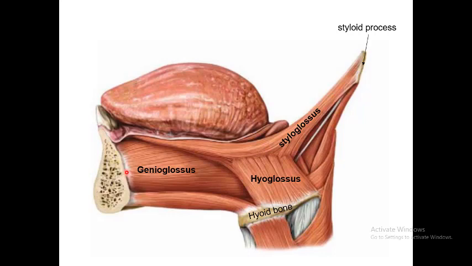The genioglossus, if it acts on one side, will push the tongue to the other side. So if the right genioglossus acts, it will push the tongue to the left side, while if the left genioglossus acts, it will move the tongue to the right side. So each genioglossus will push the tongue to the opposite side. When the two genioglossus act together, they will push the tongue forward to protrude it outside. So when you protrude your tongue, you use your genioglossus.